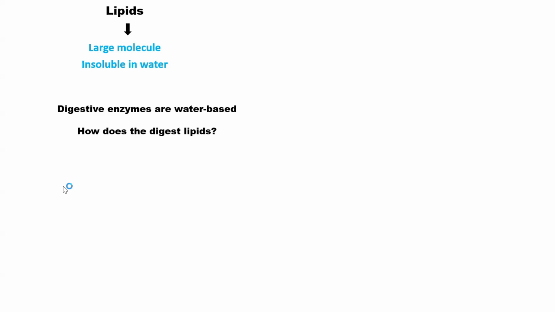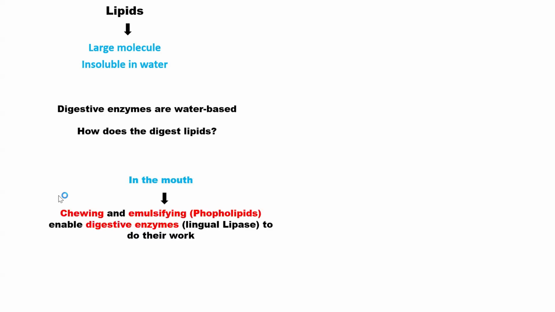But now the question is, how does the human body digest the lipids? For example, in the mouth, we usually chew and emulsify the lipids. The lipids cannot be digested directly the way they are because of their insolubility in water, so most of the digestive enzymes can't work on them. As a result, we need an emulsifying agent that will emulsify them to make them more water soluble.